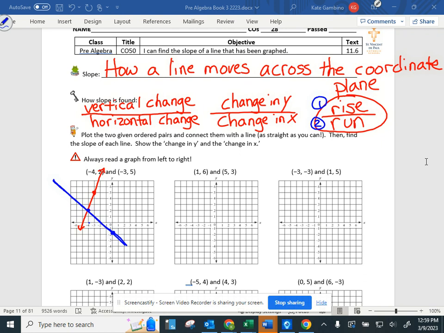Does that make sense? Aiden? Where's going down again? I drew this one as an example of what a negative slope would look like. So that's not what we're graphing right now.